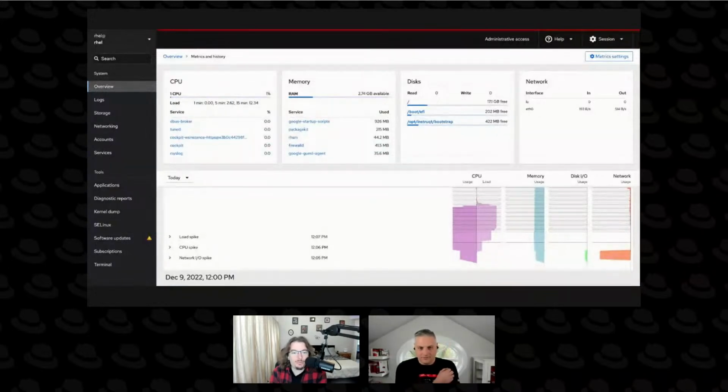We are looking at the one and only web console. So along with the terminal, you actually do have a web-based graphical interface where you can go in and manage Red Hat Enterprise Linux. It's based on the upstream Cockpit project, and I believe we had an episode of this show dedicated to web console. But for today's episode, we want to focus specifically on the metrics and history page.